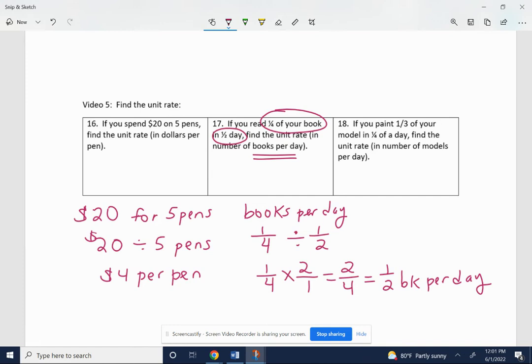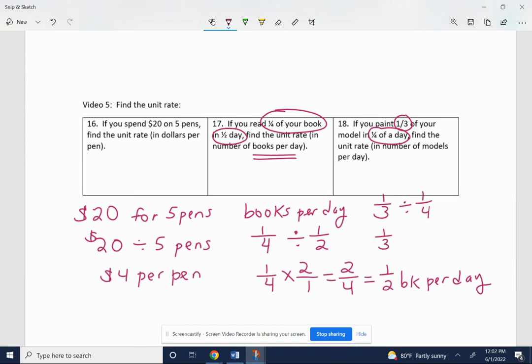Why don't you try 18 on your own and see what you can do? Pause the video, do 18, and then unpause. Okay, 18. If you're painting 1/3 of a model in 1/4 of a day, find the unit rate in models per day. So you want 1/3 of a model per 1/4 of a day. So you want to take models divided by days. You want to take the 1/3 divided by the 1/4 of the day. So take 1/3 divided by a 1/4.